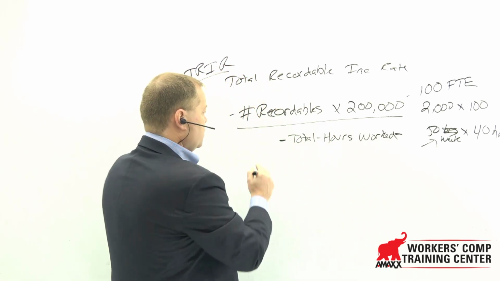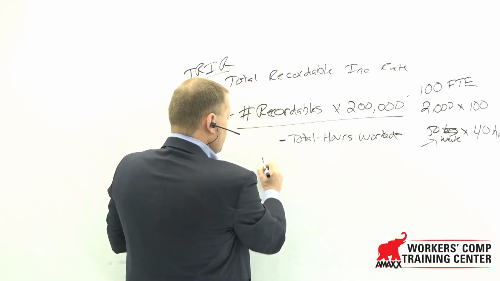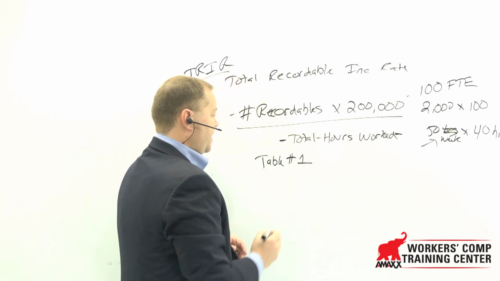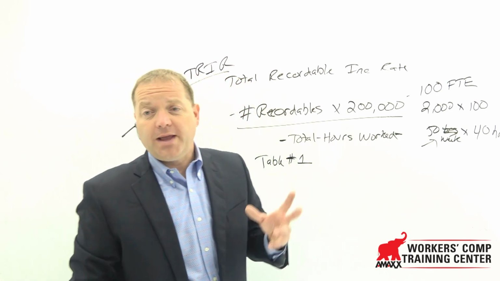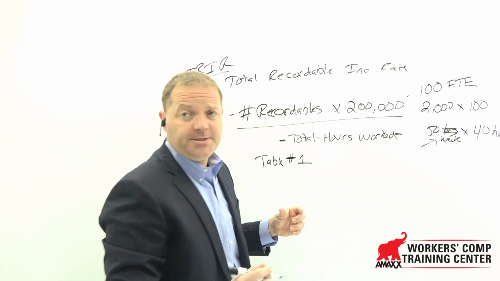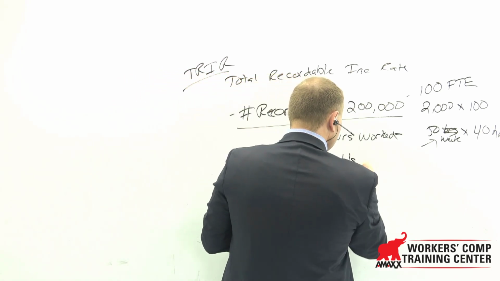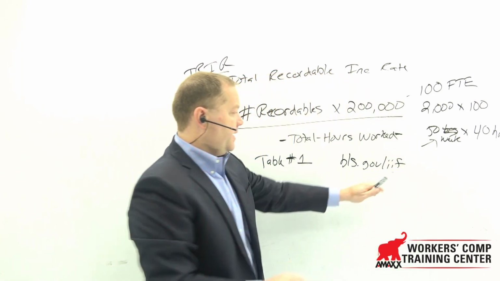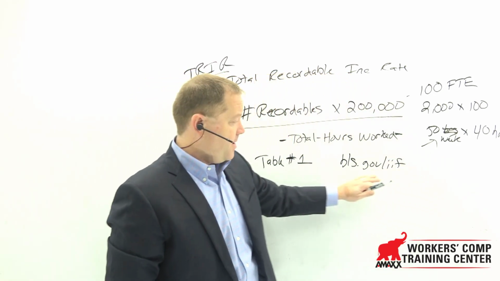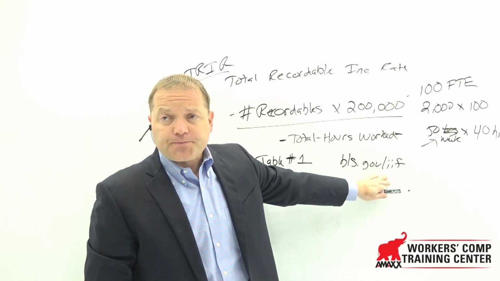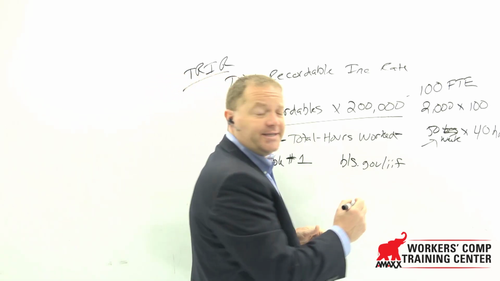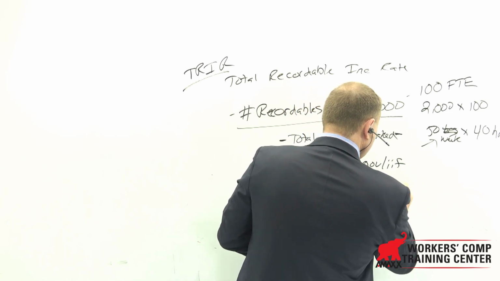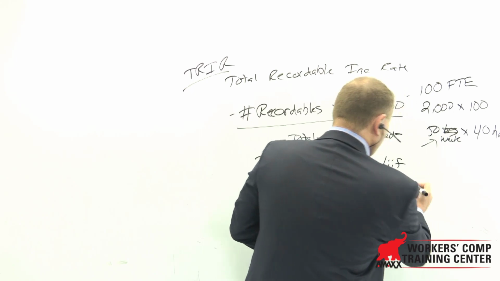Then the question is, what do you do with it? I'm going to direct you to table number 1 at the Bureau of Labor Statistics. You're going to go to bls.gov/IIF, Injuries, Illnesses, and Fatalities. Then you're going to look for the non-fatal injuries and illnesses table.